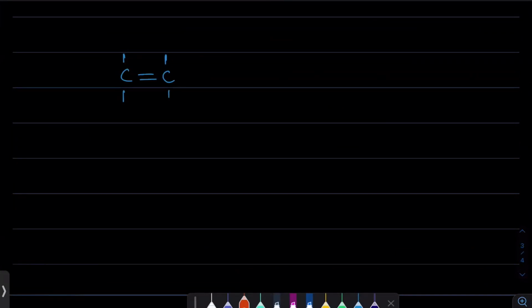First thing, because of this double bond, they are unsaturated. Why? Because they have at least one carbon-carbon double bond. Or you can also say that they have a carbon-carbon bond that is not single. Okay? So that's what they have. Okay. So this one is eth because of 2 carbons and ene because of the double bond.